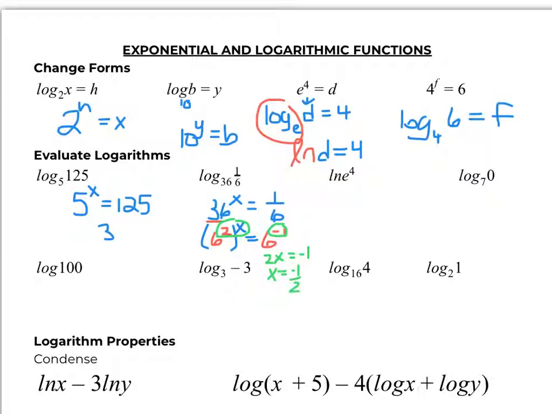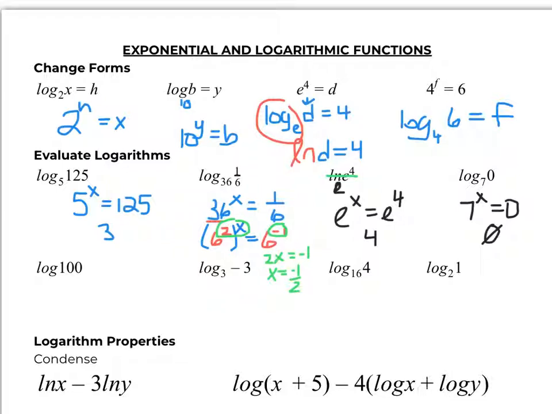In the next one, if I don't see a base and it says ln, that means natural log. So e to what power is e to the 4th? Just 4. The other way to think about it is that natural log and e are inverses, so they undo each other, and I'm just left with my exponent. The next one is saying, what power of 7 gives you 0? Well, no power is going to give me 0, so that would be no solution.